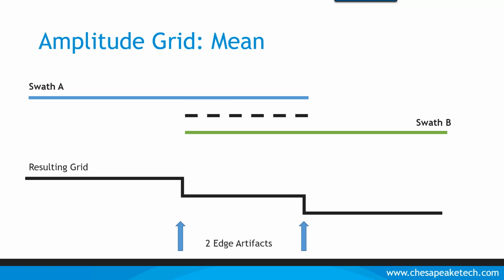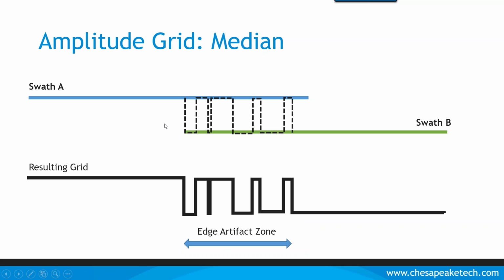So you might think, well, let's use the median. Well, the median chooses between the overlapping area based on how many soundings are populating each bin. So if you have a bunch of soundings in swath A and very few soundings in swath B, then it will pop up and use swath A, or maybe some noise in between. So you wind up with a real jaggy zone of edge artifacts that pop up and down between the two data sets depending on how many samples fell into each bin.